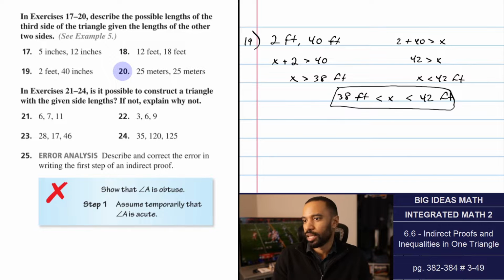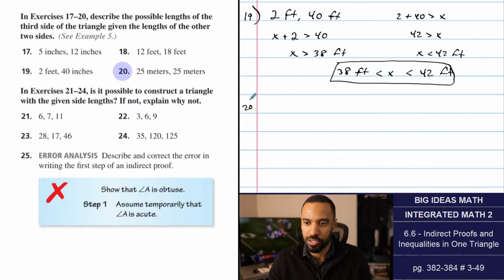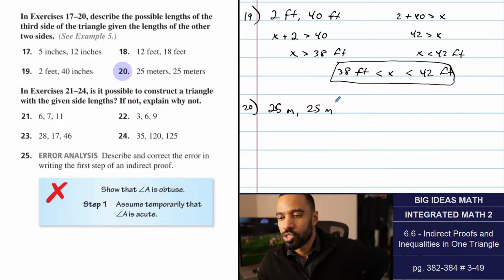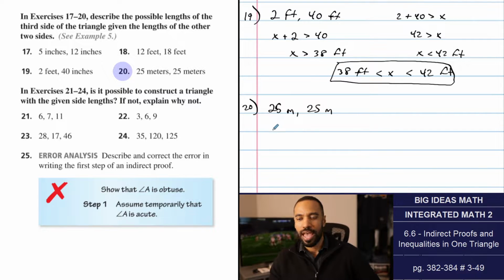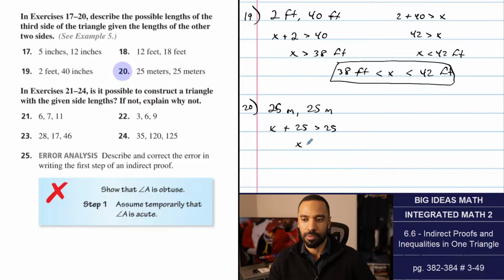Now, number 20, this kind of goes to that other thing that I was saying here, the 25 meters thing. With them being the same, I said the closer they are together, the more the X can change. Let's do 25 meters and 25 meters. In this case, consider x to be one of the sides along 25. X plus 25 has to be greater than 25. If you subtract that, that means x has to be greater than 0. And that's true in all cases.